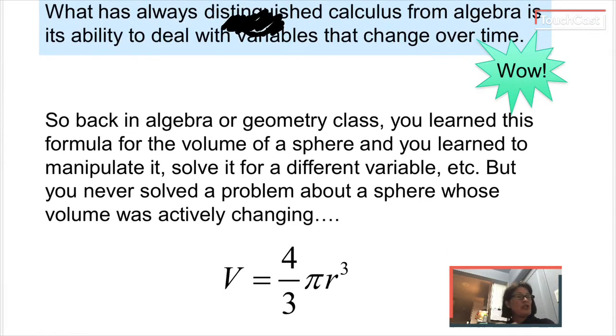You never have a chance to use a formula like this, the formula for the volume of a sphere, to think about a sphere that is actively changing volume. This is what calculus can help us do. It's a big deal. It really is a big distinction between calculus and algebra.